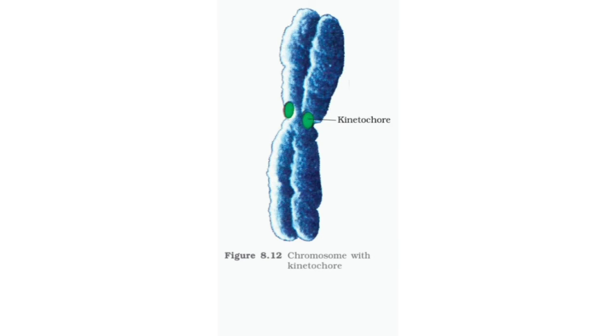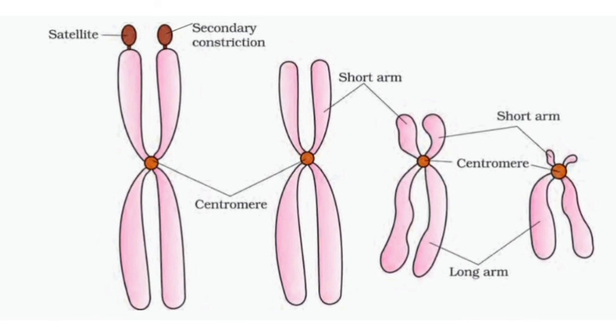Every chromosome, visible only in dividing cells, essentially has a primary constriction or the centromere, on the sides of which disc-shaped structures called kinetochores are present, figure 8.12. Centromere holds two chromatids of a chromosome. Based on the position of the centromere, the chromosomes can be classified into four types.